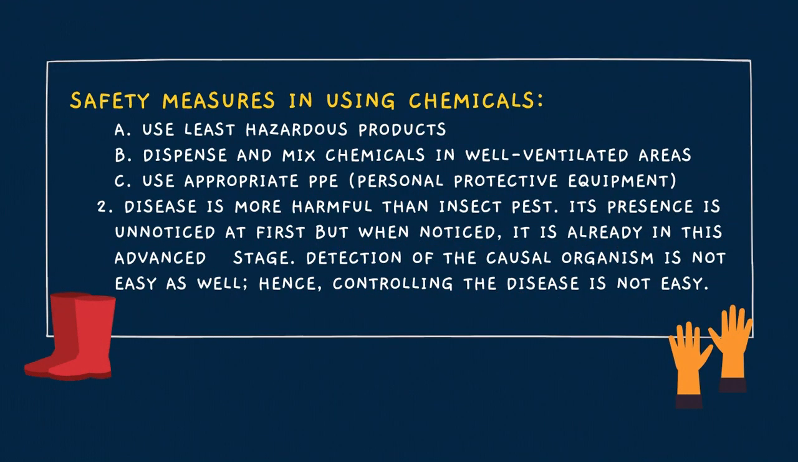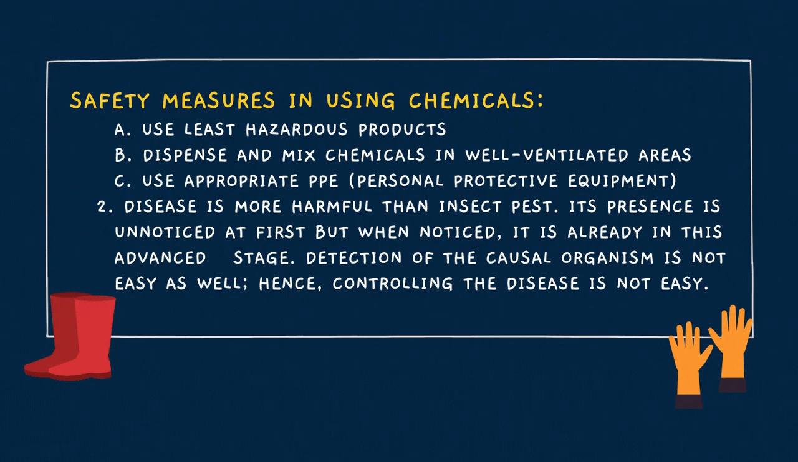Safety measures in using chemicals. Letter A. Use the least hazardous products. B. Dispense and mix chemicals in well-ventilated areas. And letter C. Use appropriate PPE, or personal protective equipment.